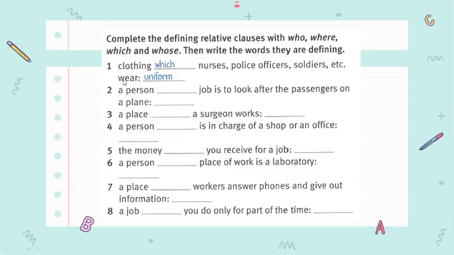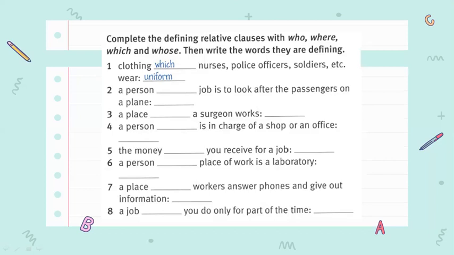So for instance, here we have clothing which nurses, police officers, soldiers, etc. wear. That implies a uniform. Here we use which because it is describing the clothing and not the workers, because if it were describing the workers, it would be describing people and we would have to use who. But in this case, which is used because we are always looking at this noun over here, which is clothing. Take a few moments and finish the exercise.